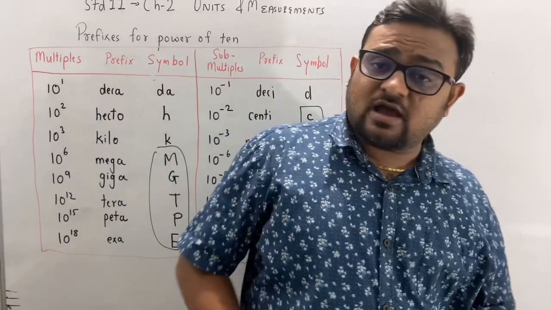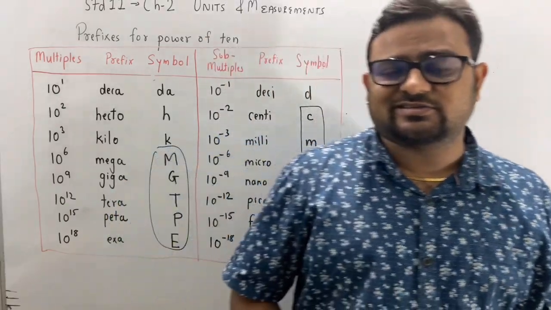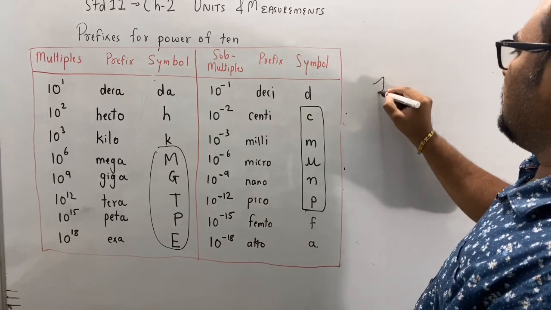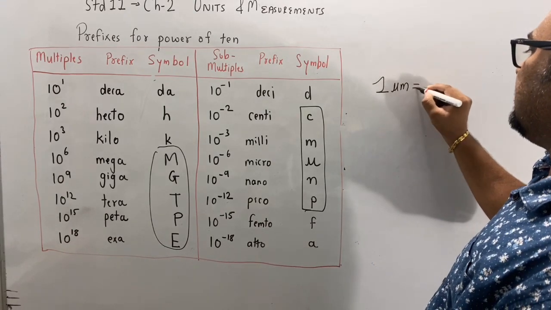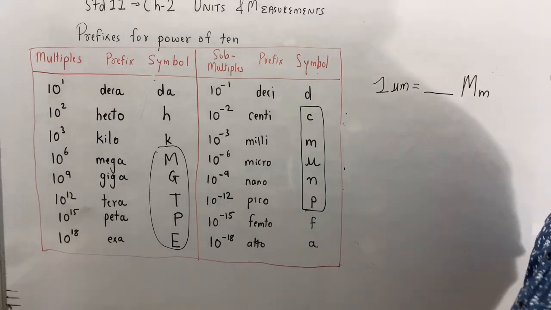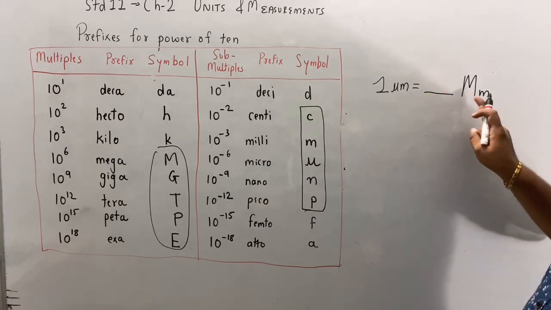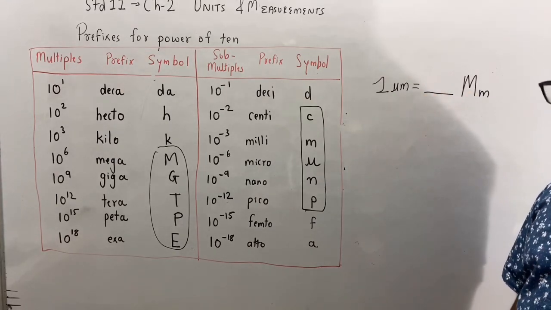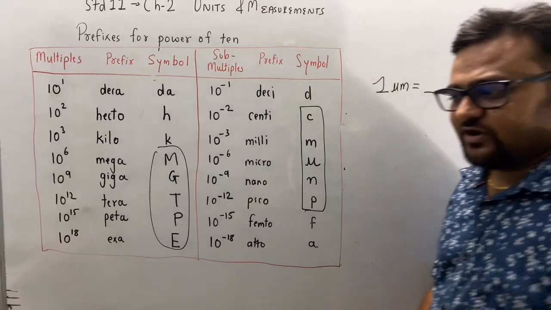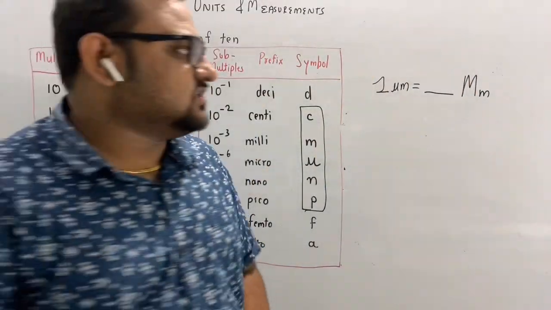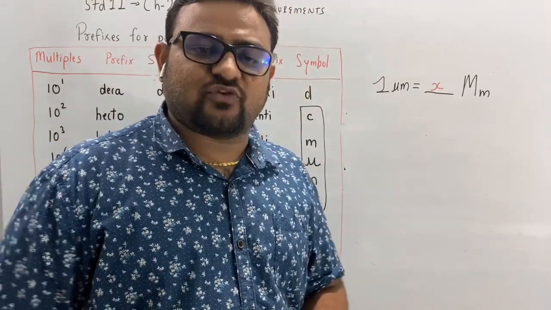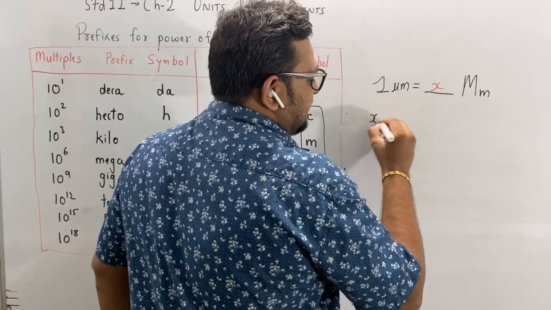Okay, now what type of conversion can be asked? The conversion can be asked like 1 micrometer equals dash megameter. Okay, 1 micrometer equals dash megameter. So now you have to find out the answer. Okay, so what I will do, I will assume my answer as x. So what is my aim? To find out the x. Put x on this side.